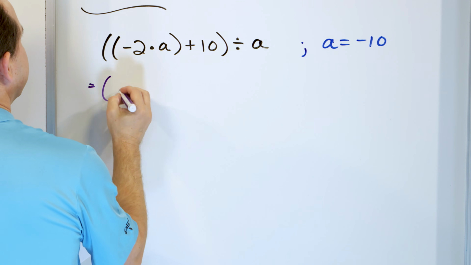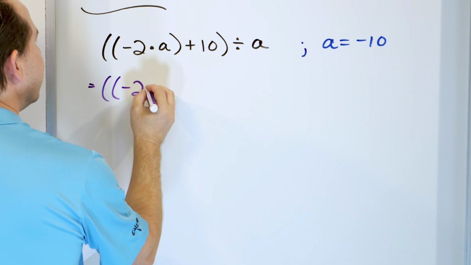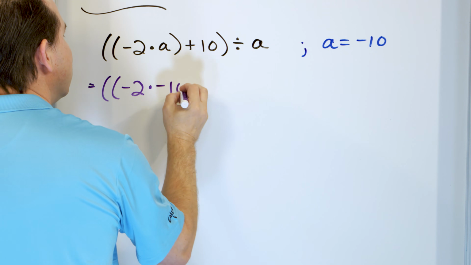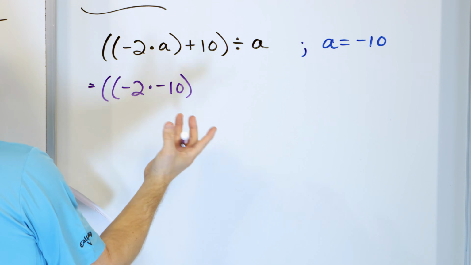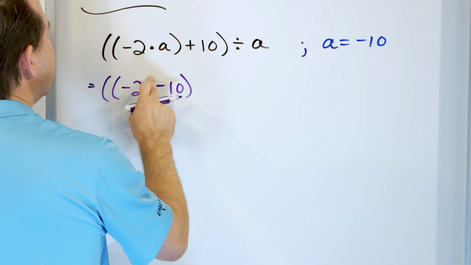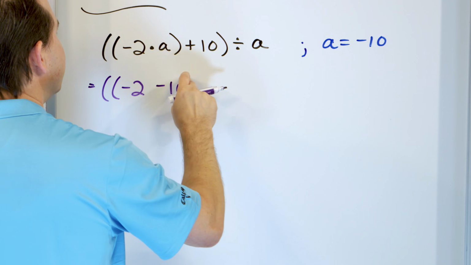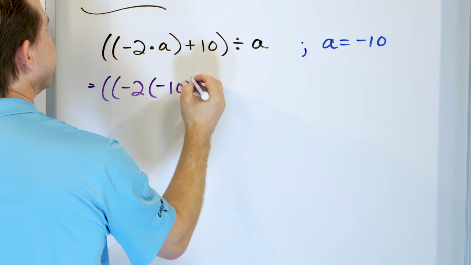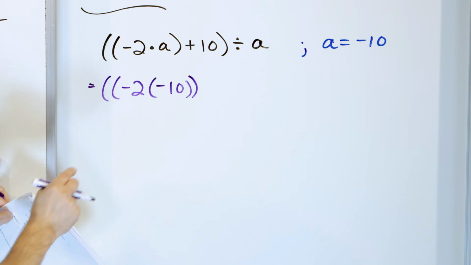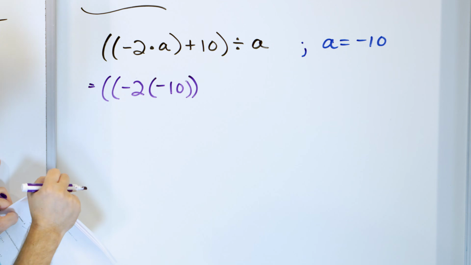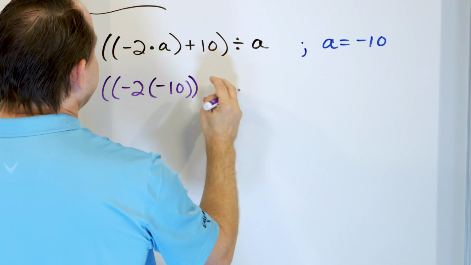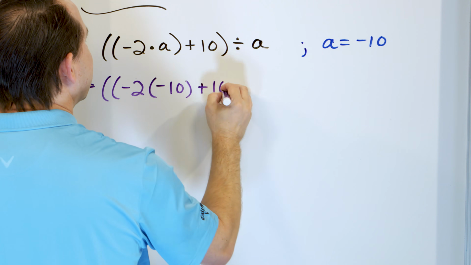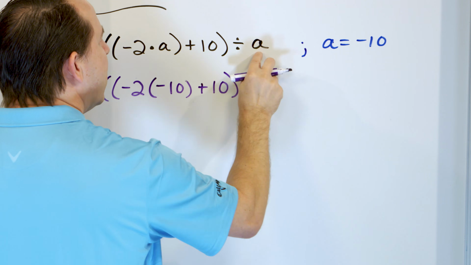Here on the inside, we have -2 multiplied by a. I could put a dot, -10 like this, but it doesn't look so readable. So what I prefer to do is say it's -2 times (-10). Let's see here, -2 times (-10), yeah, like this. And that to me is a little bit clearer that they're multiplied together. But if you want to put the dot, you're more than welcome to here. And then we're going to take this outer parentheses off like this. We still have to add 10. I forgot about that. And then we're going to divide by what? By -10.